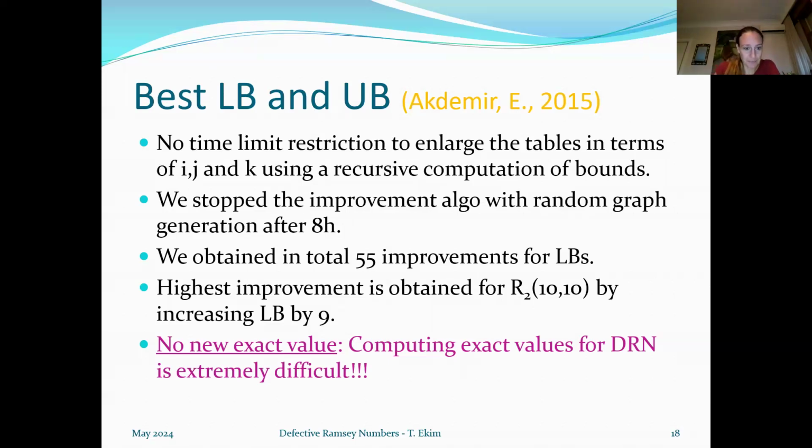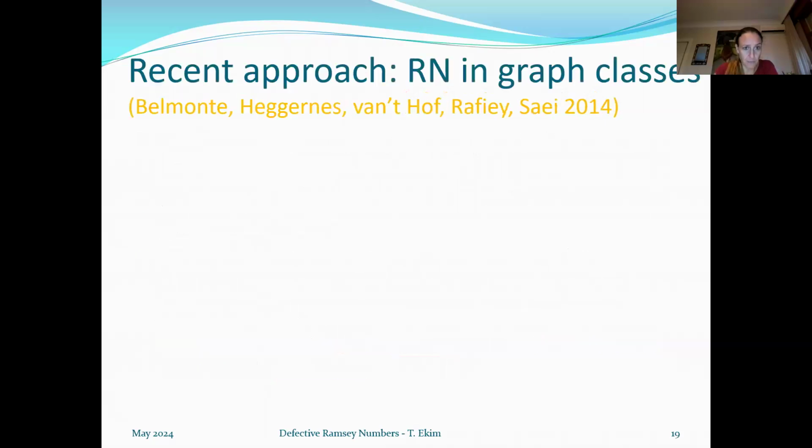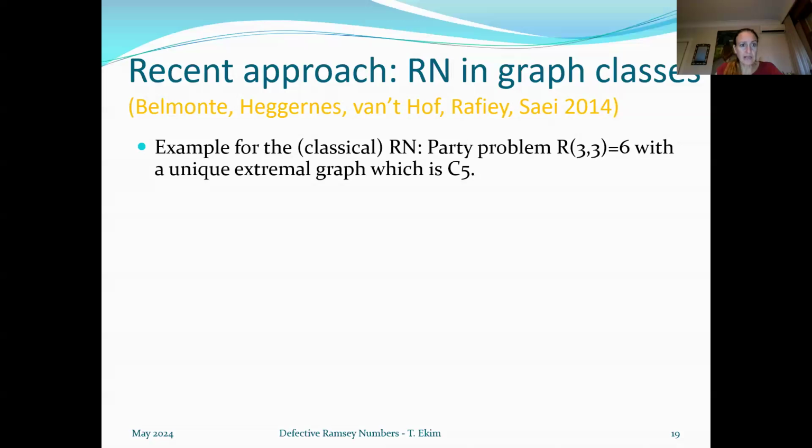So what can we do? At the time we saw this paper, 2014, about classical Ramsey numbers. In that paper, we considered Ramsey numbers in graph classes. That was a recent approach, a new approach by the time. So, for example, remember the party problem? We showed R33 equals 6 with the extremal graph of 5 cycle is the unique extremal graph.